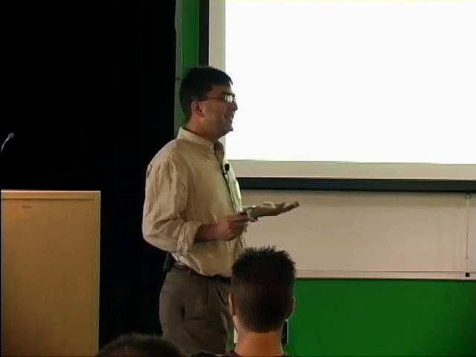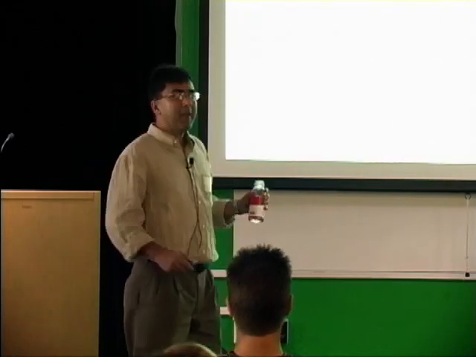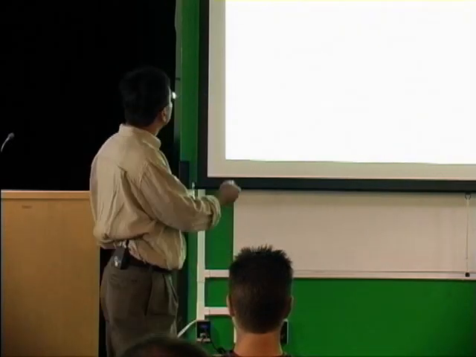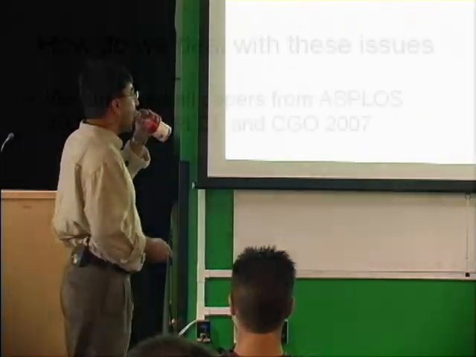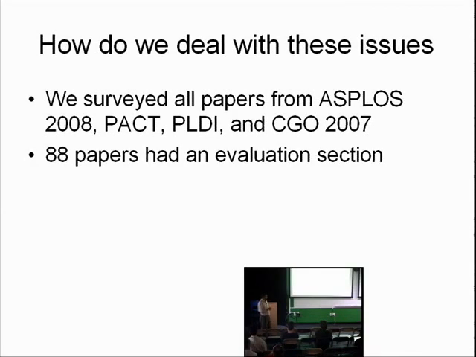Now, how do we, as computer scientists, deal with these issues? So in order to get a sense for that, we surveyed papers from top systems conferences, including ASPLOS, PACT, PLDI, and CGO. And we looked at all the papers in 2007 for these 3 conferences. And for ASPLOS, we looked at 2008. There was no ASPLOS in 2007, so we couldn't do that. And of the 133 papers we looked at, 88 papers had an evaluation section. So potentially, those are papers that might suffer from the phenomena that I'm describing.